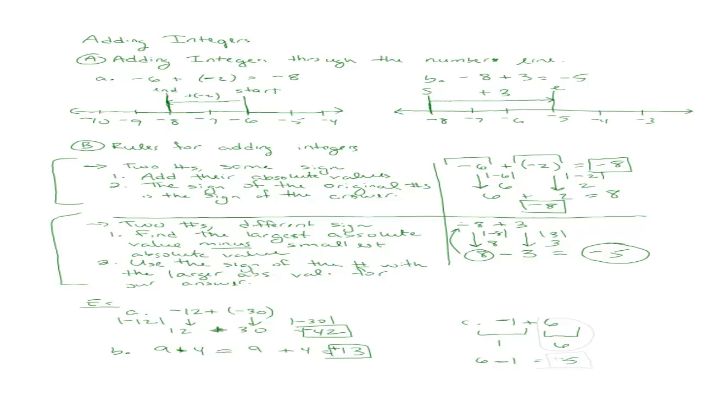Now we want to know the sign of our answer. So we're going to use the sign of the number with the larger absolute value for our answer. The larger number was 6, which was positive, so our answer is going to be positive 5.